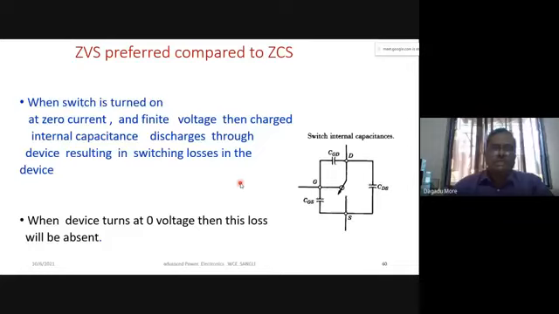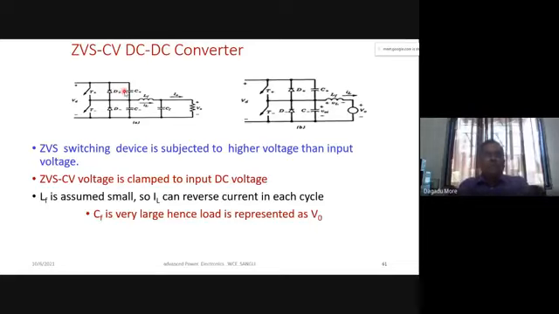So now our interest is to go for a third topology of resonant switch. We have seen ZVS and ZCS, zero current switching and zero voltage switching, and now we are going for the third, that is zero voltage switching, clamped voltage. So we have a third topology in the resonant switch, which we can call ZVS, zero voltage switching, clamped voltage.